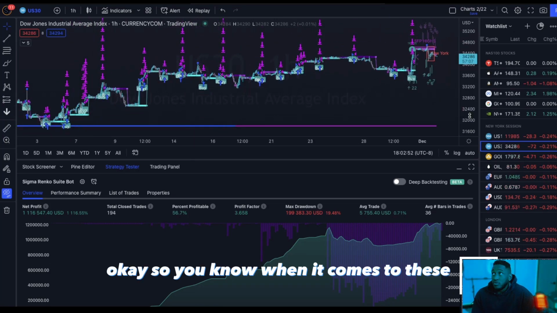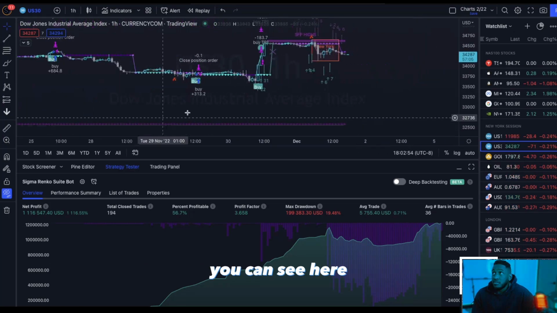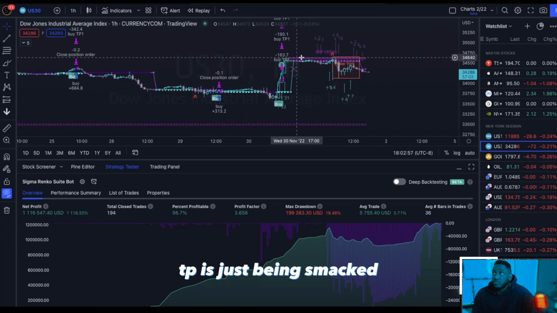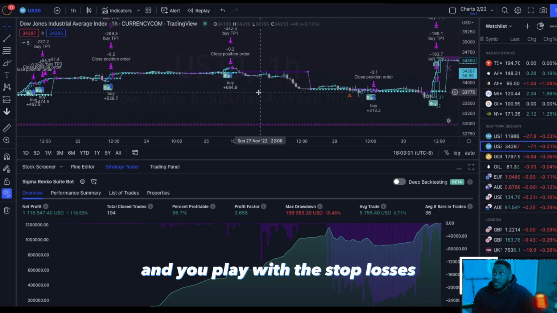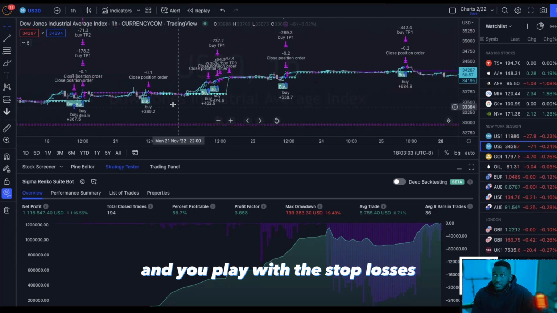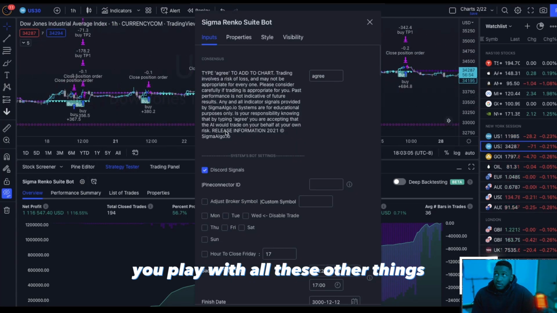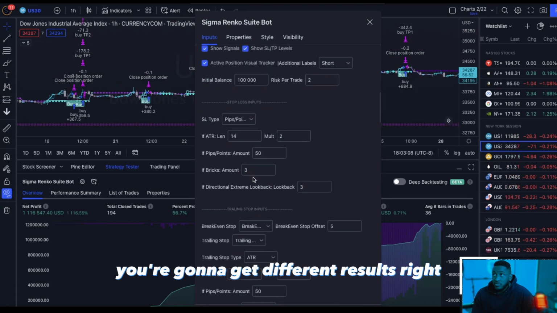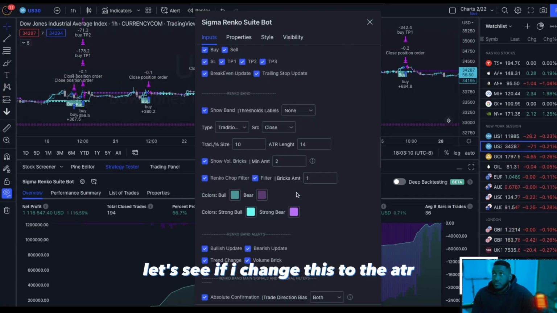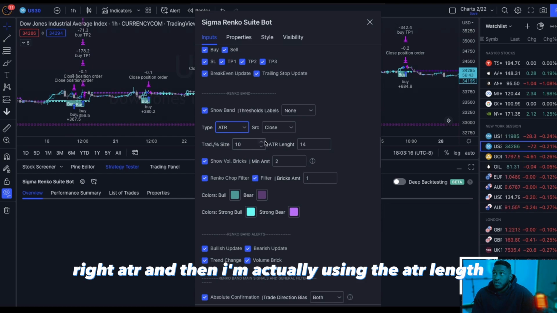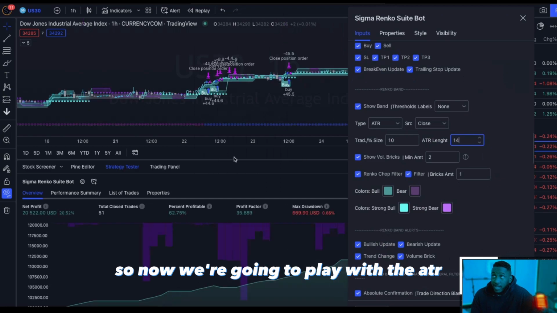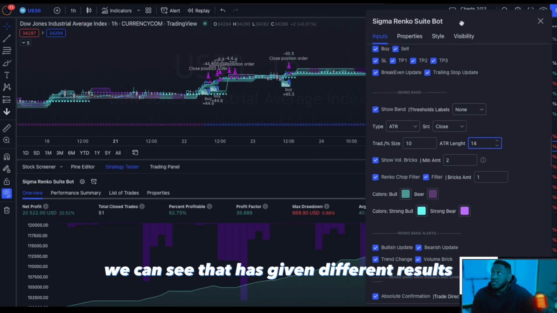Okay, so you know when it comes to these, you can see here, it's just being smacked. Things are just being ridiculously smacked, and you play with the stop losses, you play with all these other things, and you're gonna get different results, right? Let's see. If I change this to the ATR, let's play with the ATR now, right? ATR, and then I'm actually using the ATR length. So now we're going to play with the ATR. We can see that it's giving different results.